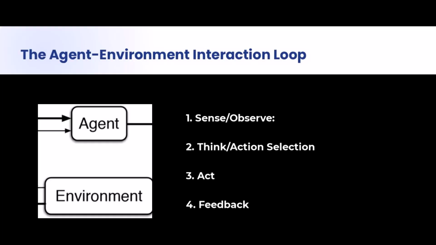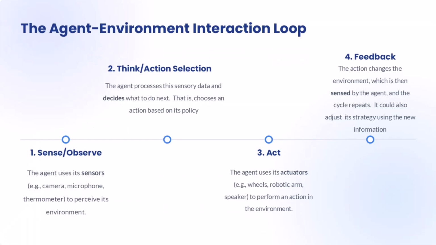And then the fourth is feedback. Crucially, this action changes the environment, which immediately becomes new information for the agent to sense, and the cycle repeats. The agent uses this feedback to adjust its strategy and learn over time. We'll look at an analogy shortly.